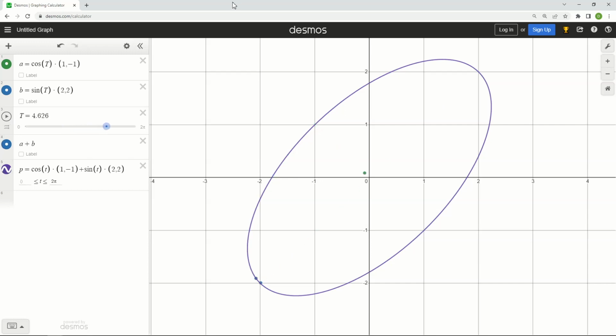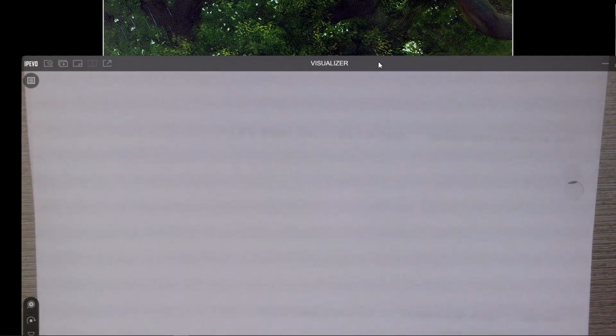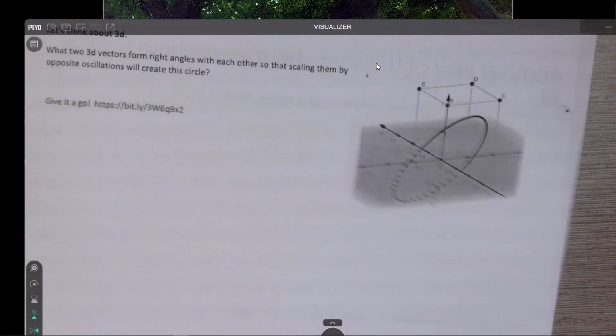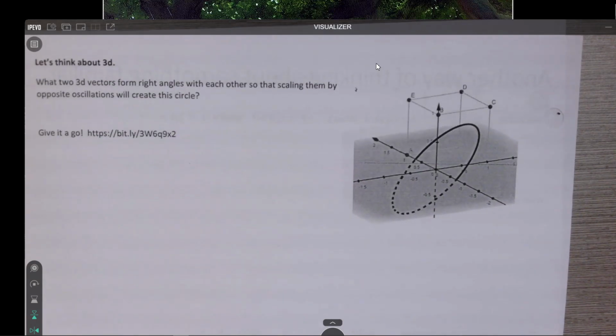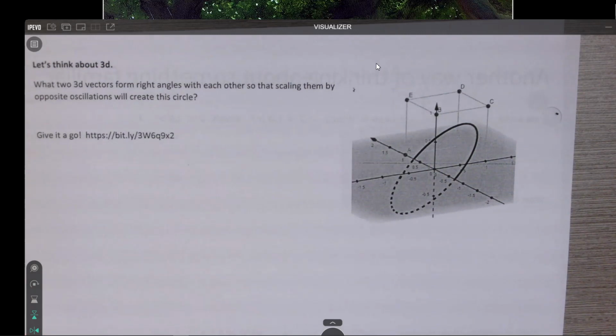Okay, so that's 2 dimensions. Now let's think for 3 dimensions. If we want, where's my piece of paper? Aha! If we want a circle that's moving around like this, I'm not going to actually do the equation for you because that's going to be your job. But I'm going to make a sort of suggestion.